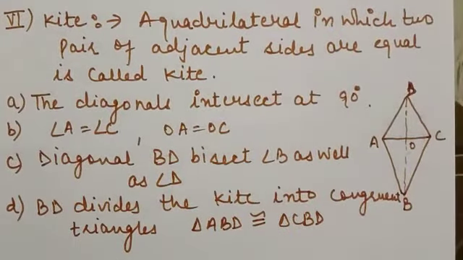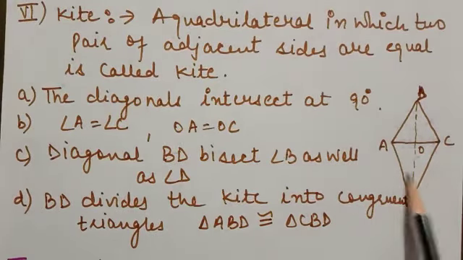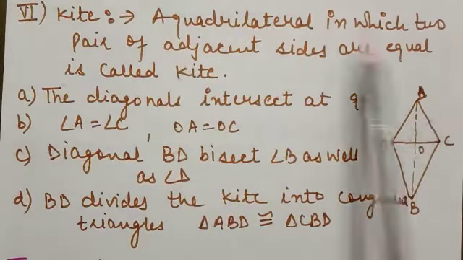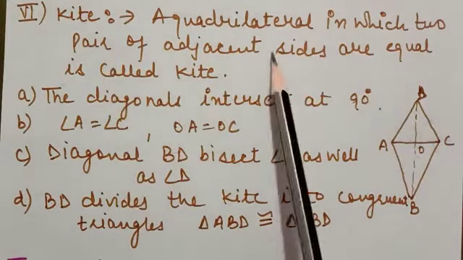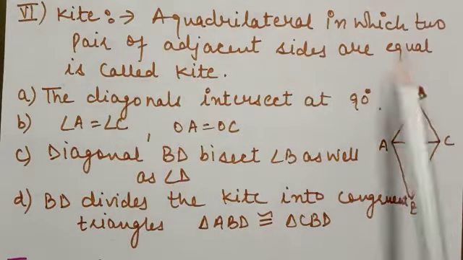Next is kite. We have a diagram also here. A quadrilateral in which two pair of adjacent sides are equal, we call it a kite. When two adjacent pair of sides are equal in a kite, AD and DC are equal to each other and AB and BC are also equal to each other. Both pair of adjacent sides are equal to each other.